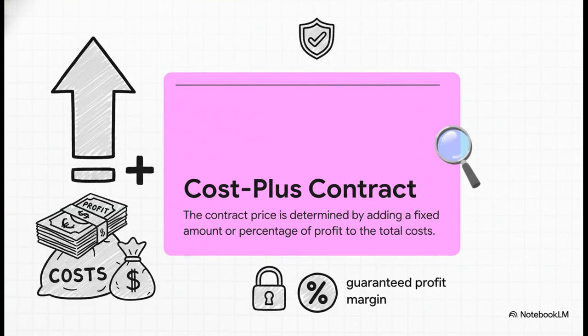Another way to handle this is with a cost-plus contract. Now here, instead of one fixed price, the client agrees to pay for all the actual costs the contractor incurs, plus a pre-agreed percentage or a fixed amount on top as profit. This model takes a lot of the pricing risk off the contractor's shoulders and pretty much guarantees them a profit margin, no matter what the final costs end up being.